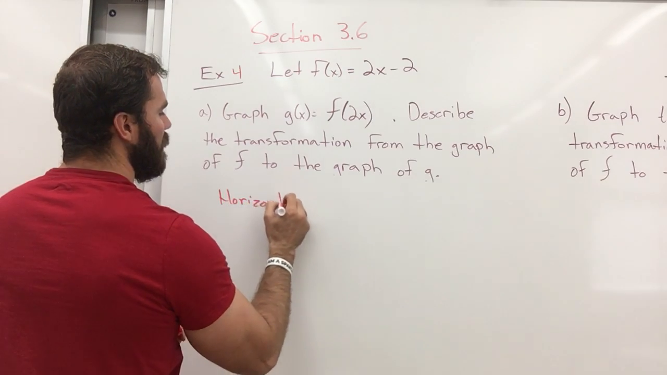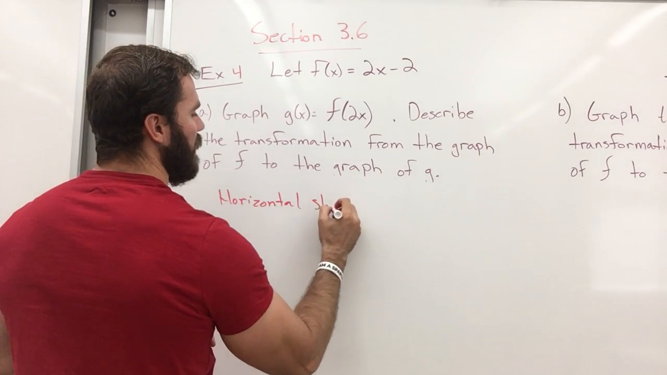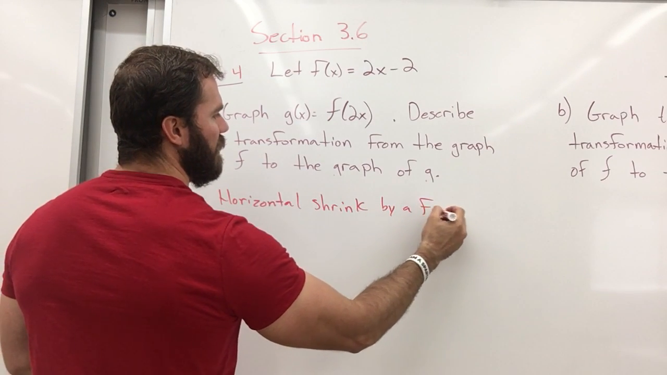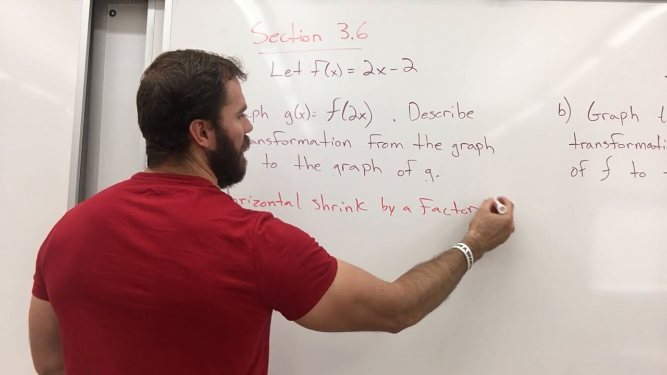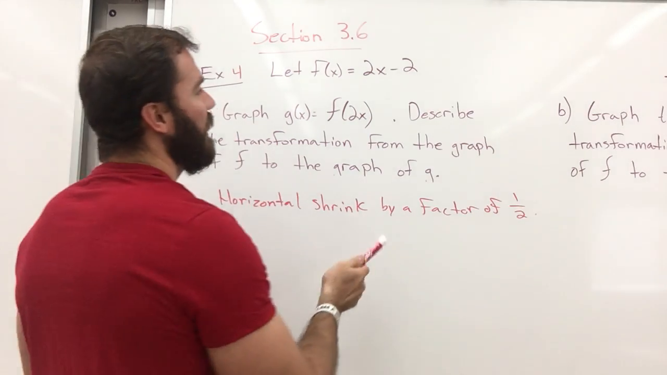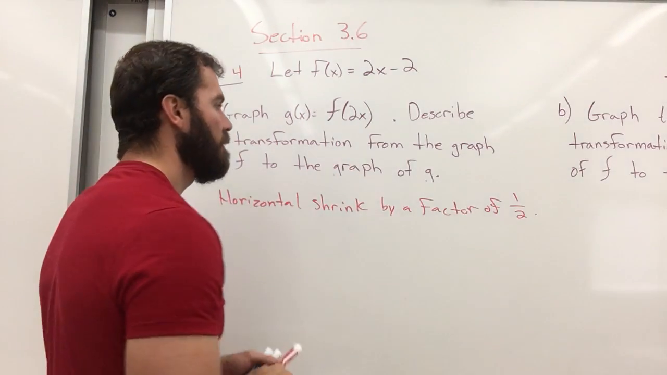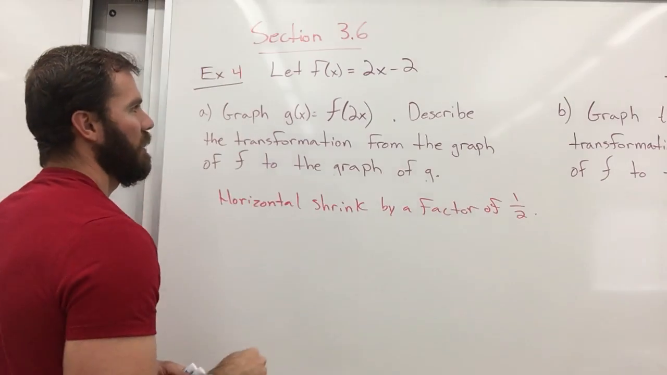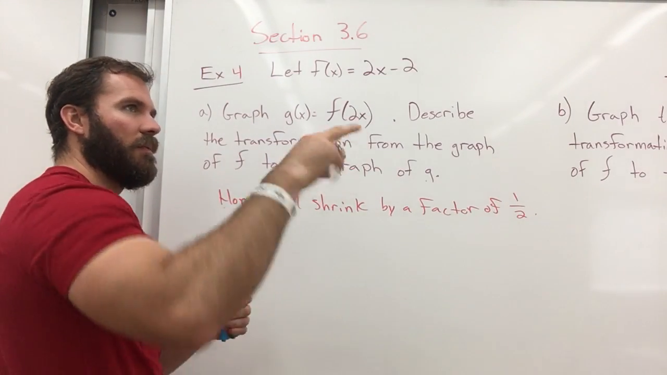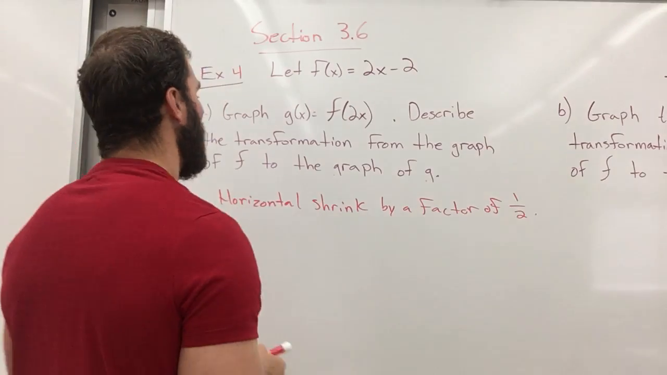horizontal shrink by a factor of 1/2. Not a factor of 2, but a factor of 1/2. Because opposites, you can just think of it as reverse it or flip it, like opposites.